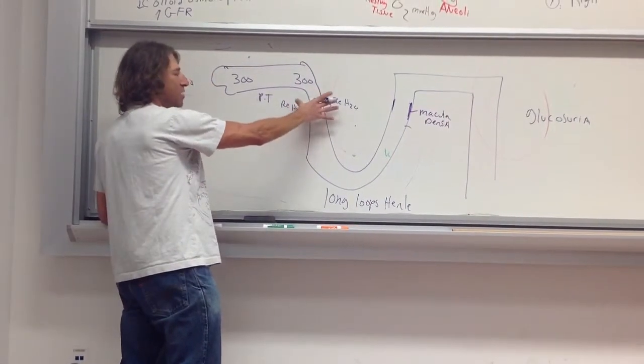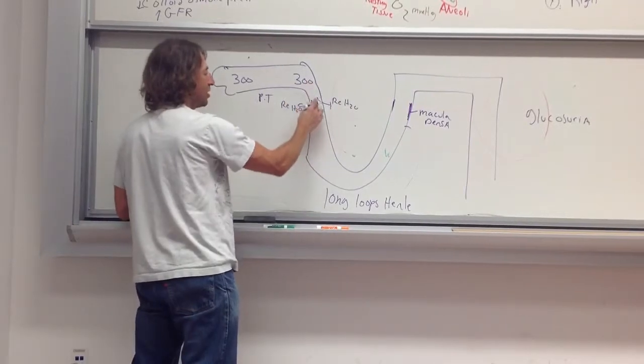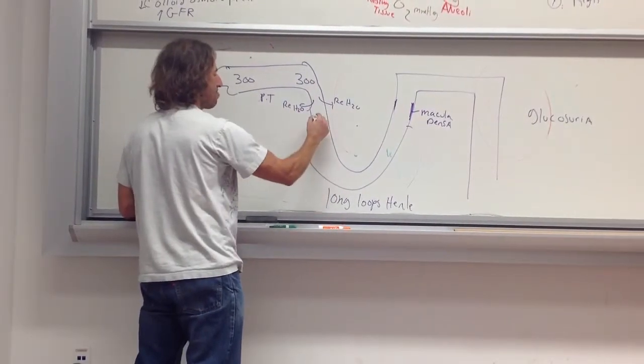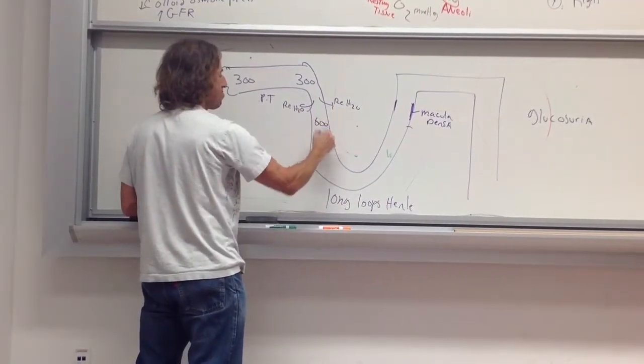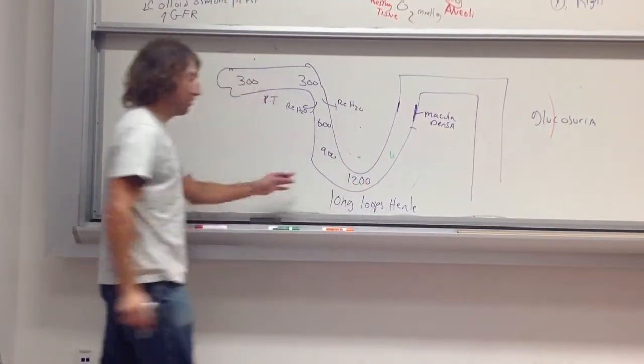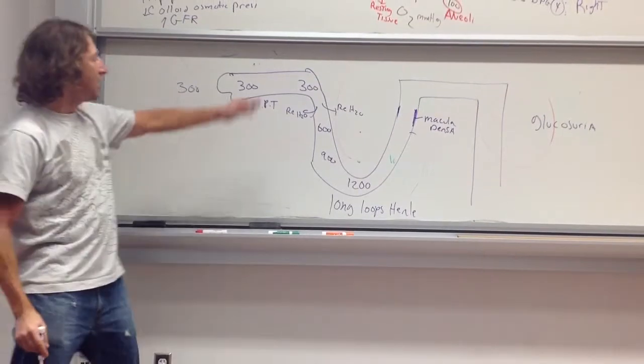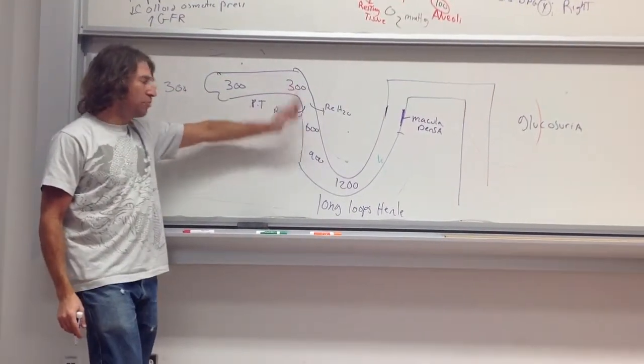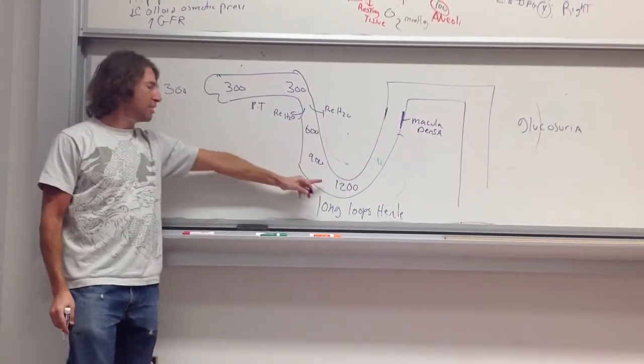Now, if we're evaporating water, what's happening to the concentration inside? Becoming more concentrated, getting higher. All the way up to 1200. We're able to concentrate up to 1200. That's the filter right there. That's what's happening on the descending loop. We are reabsorbing water, not salt. So this is becoming concentrated.